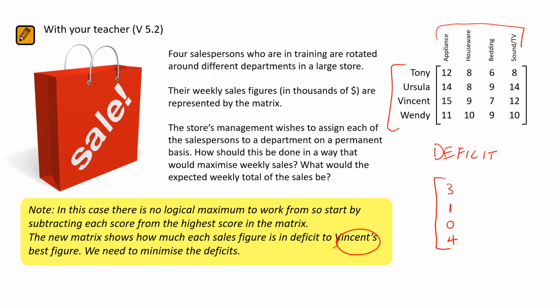And then 10, so 15, and then we subtract 8 from 15, we get 7, 7, 6, and 5. Up here we get 9, 6, 8, and 6. And finally, in this last column, we get 7, 1, 3, and 5. Okay, there we go. So that's our deficit matrix there.